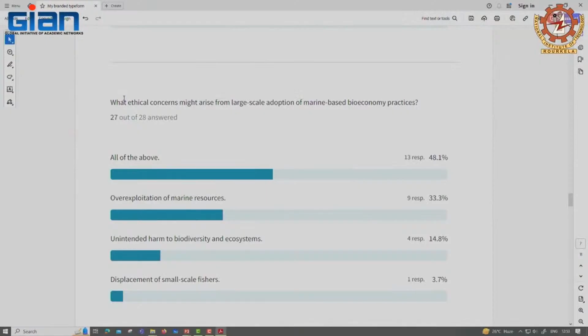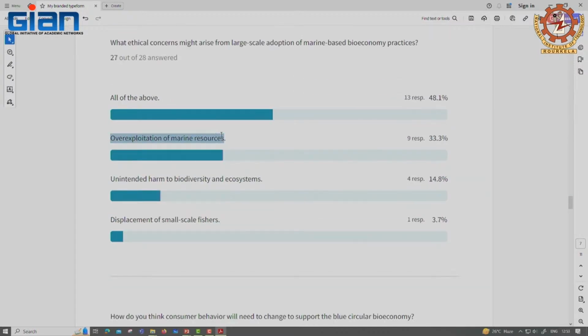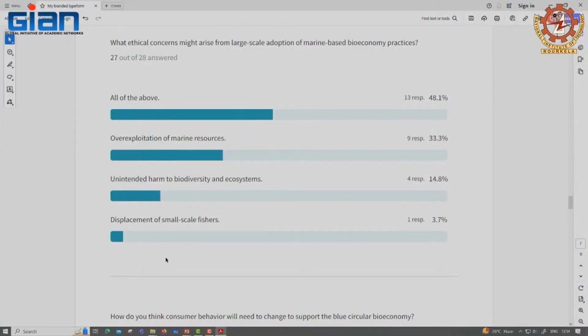What ethical concern might arise from large scale adoption of marine based ecosystem bioeconomy? Overexploitation, unintended harm to biodiversity and ecosystem, displacement of small scale fishermen. Yeah, it's all of the above. Here again the respondent was me. So I was expecting responses in all of the above or three, not the last one. And the last one was responded. I did respond to that one because I was just checking how the questions were working.